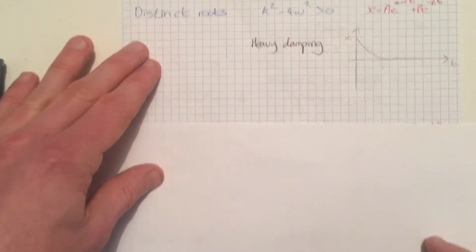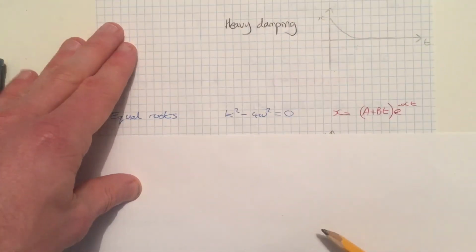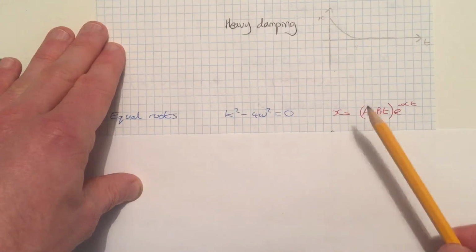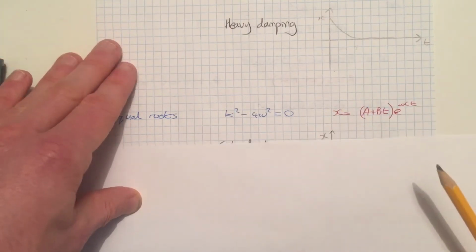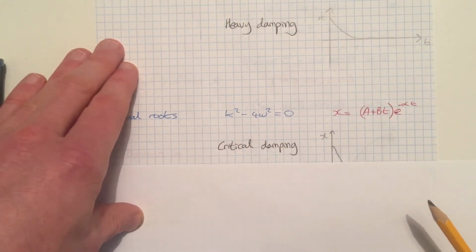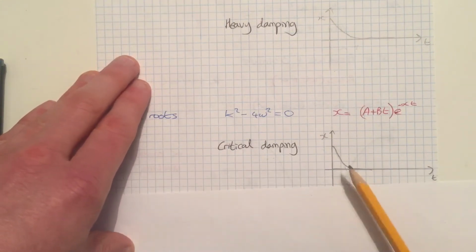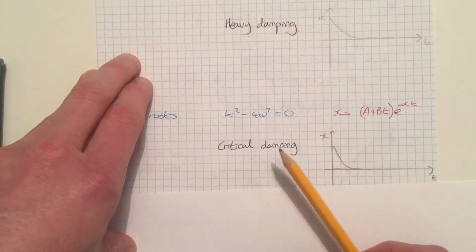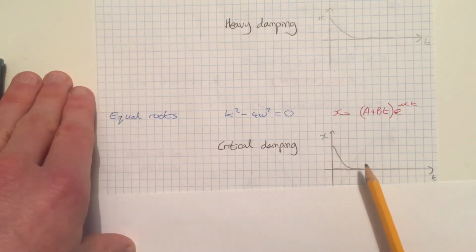If there was a repeated root, so if the discriminant equaled 0, then as we've seen previously, that would give me a general solution of that form, and we would call that critical damping. In that situation, again, we wouldn't have any oscillation, but it would be on the point of oscillating. So that's why it's called critical damping. It's on the very point where you're about to start getting oscillation.